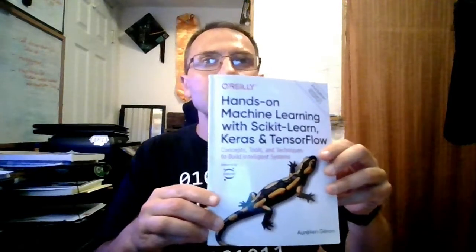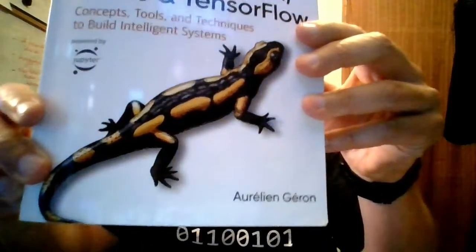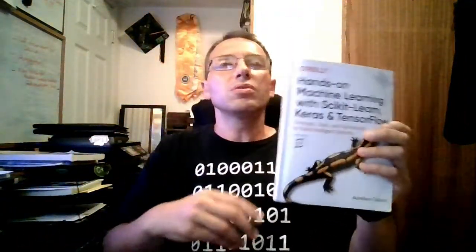Here we have Hands-On Machine Learning with Scikit-Learn, Keras, and TensorFlow. It is by Aurélien Géron, I think that is how it's pronounced. I'm not 100% sure, so sorry if I did not get that right.